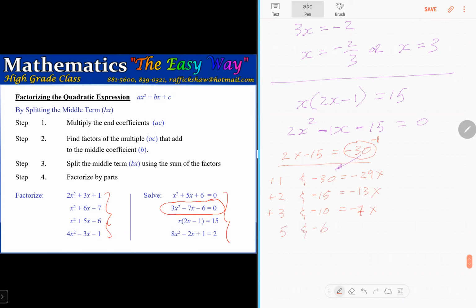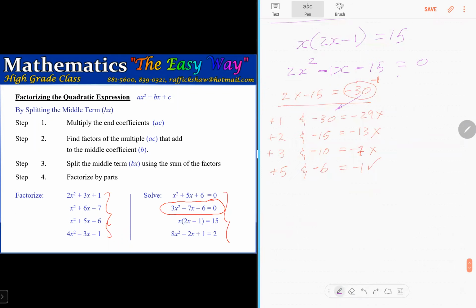The larger one negative and the smaller one the positive. Then 5 minus 6 is negative 1. Yes, negative 1. See, negative 1. So what it means is you're going to split this negative 1x into 5x minus 6x. I can put the minus 6x plus 5x. All right? So now you're going to split it. You're going to split the negative 1x.